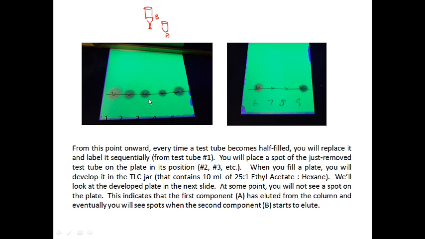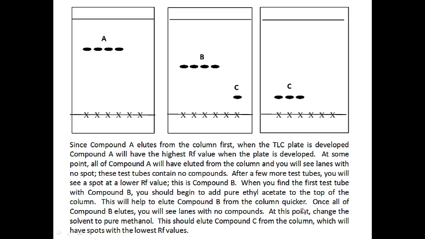So once you get a plate spotted, then you go ahead and put that in your TLC jar that contains 10 milliliters of a 25:1 ethyl acetate hexane solution. And then that solution will develop that plate. Now, the key thing is once you see the second set of spots start to come off the column, we'll assume that this is going to be component B, you're going to go ahead and switch your solvent from 25:1 ethyl acetate to pure ethyl acetate when you start to see compound B come off the column.